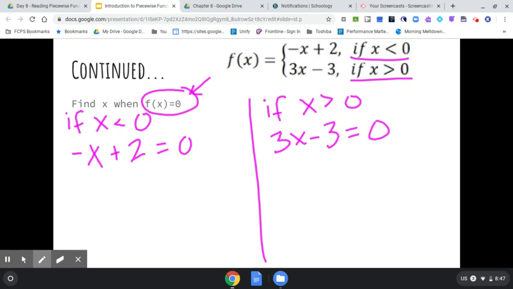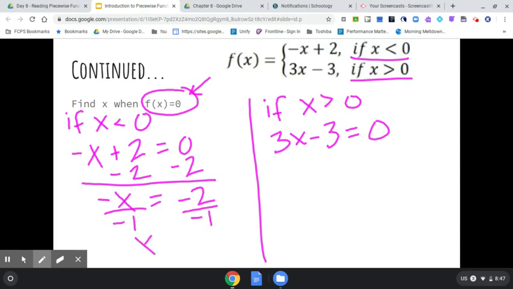We're going to solve both of these equations. So in this first equation, I'm going to subtract 2 from both sides. I get -x equals -2. Divide both sides by -1, and we get x equals 2. Checking the domain, x is less than 0. I got x equals 2, so no, that is not part of my domain. So I'm going to throw that one out.